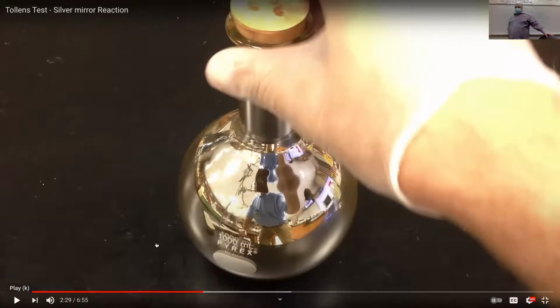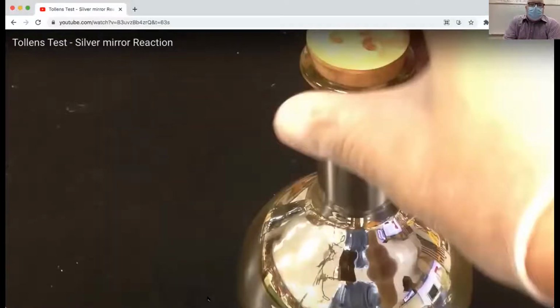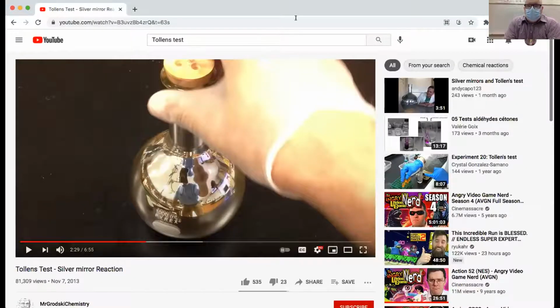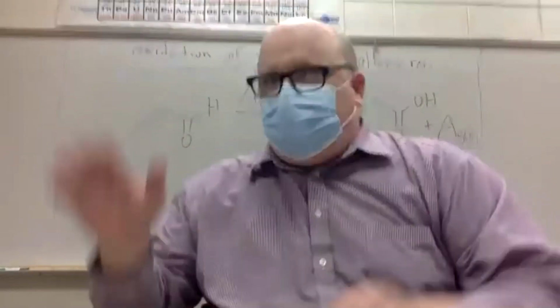I once had a student ask me, if the whole class did Tollens tests in test tubes, could I gather up all the test tubes and get the silver out and make some money? And I said, well, I guess you could. It's not very much silver though. It's very much a thin coating, so I don't think you could get very much money off of it. Plus it'd be a lot of trouble, but hey, you never know.